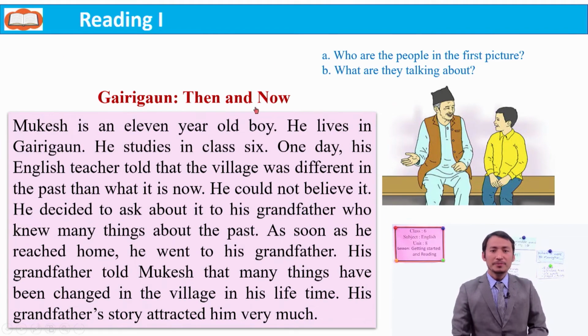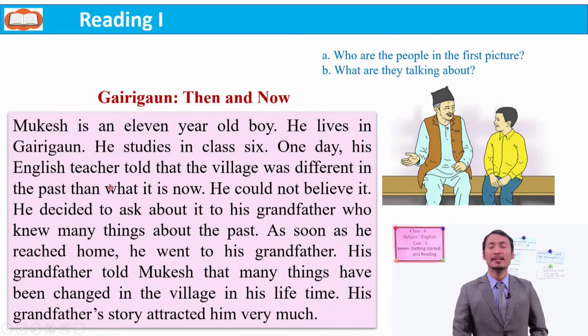Gairi Gaon, then and now. Mukesh is an 11-year-old boy. He lives in Gairi Gaon. So you find here he is Mukesh. Let's find out the next person. Who is he? He studies in class 6.